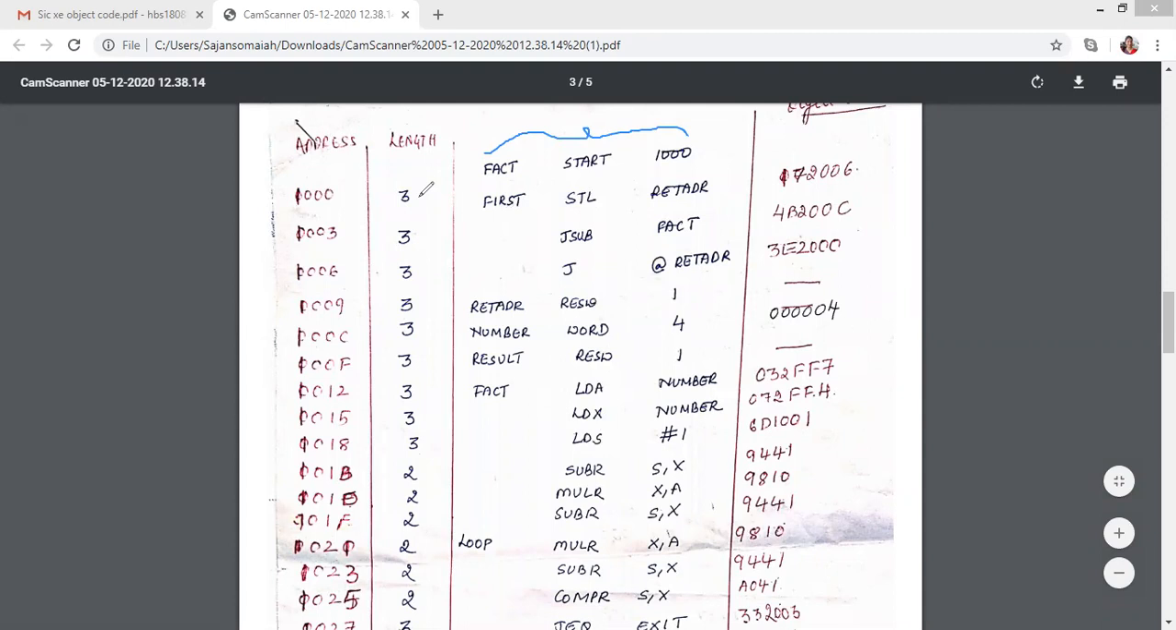In pass 1 you have to find the length of the instruction and the data area and the location of each of the labels, and then build a symbol table. To understand this, it's better you go through the video for SIC that I have uploaded on YouTube. Just go through that and this will be clear to you. So we'll start with it. First we'll find the length.